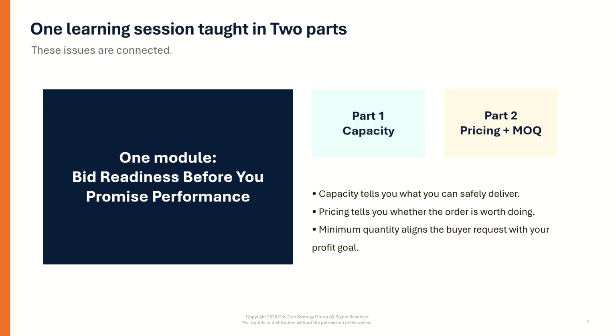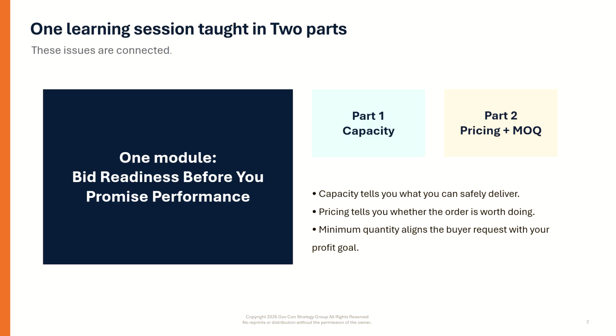This module is set up in two parts because a bid can fail in more than one way. Some businesses lose money because they price too low. Others win work they cannot staff, produce, deliver, or manage. Some have a decent price, but the buyer's quantity does not match what the business needs to make the order worthwhile. So we are not treating capacity and pricing as separate topics. We are using them together as a readiness check.